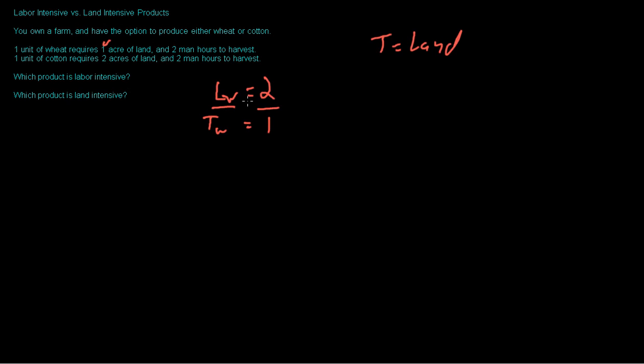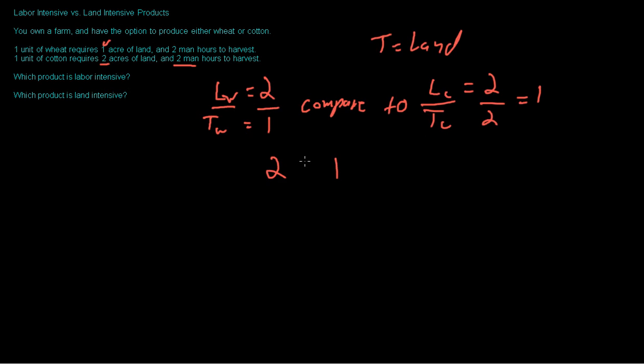So then we need to compare that to the labor for cotton over the land needed for cotton, which the labor for cotton is 2 man-hours, and the land needed for cotton is 2 acres. So that is equal to 1. So we have on the wheat side 2, and on the cotton side 1. And 2 is greater than 1, so we are going to say that wheat is labor intensive because labor was on top. So wheat is labor intensive.